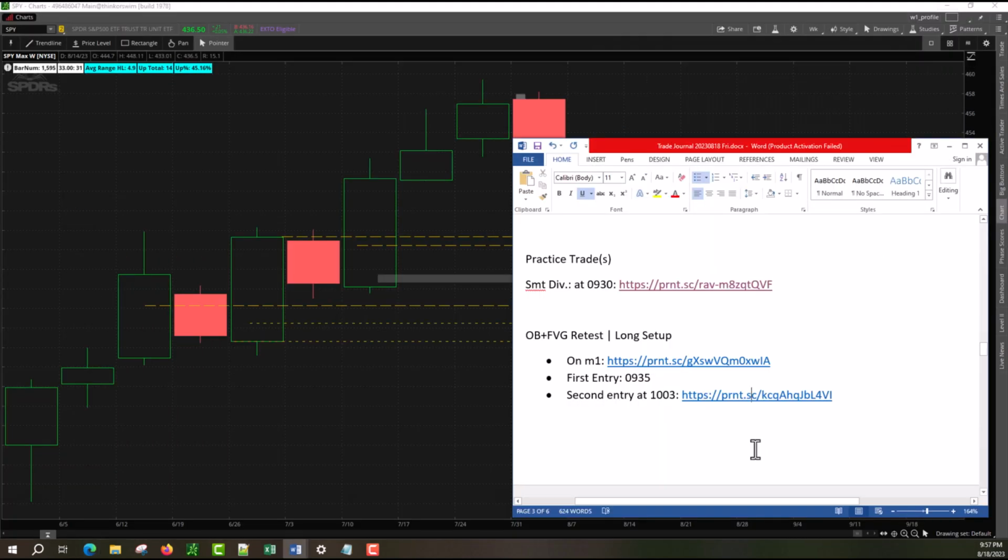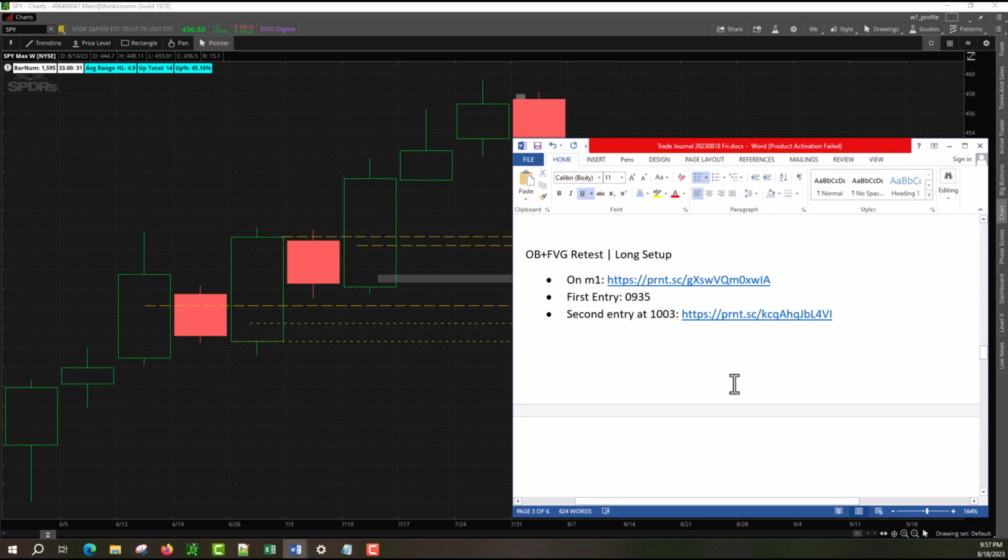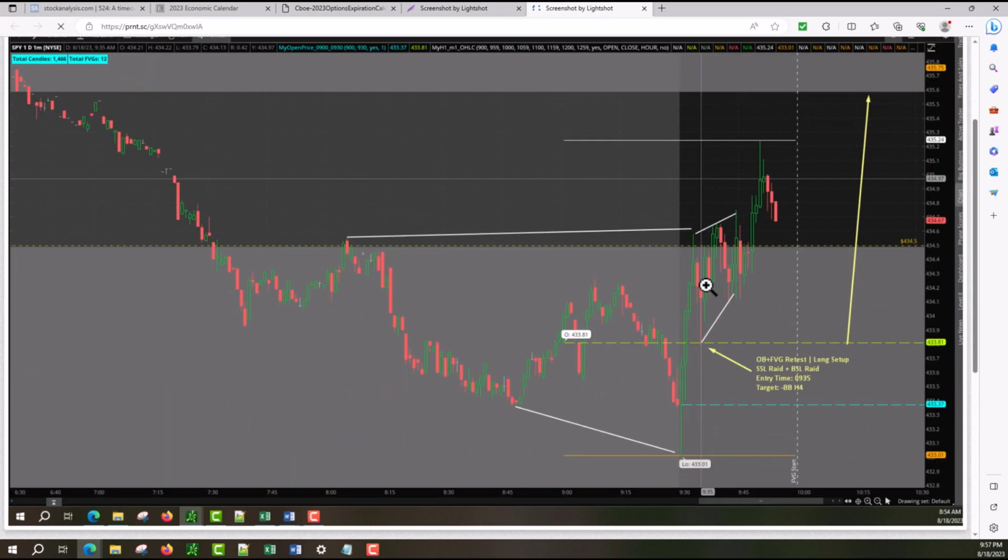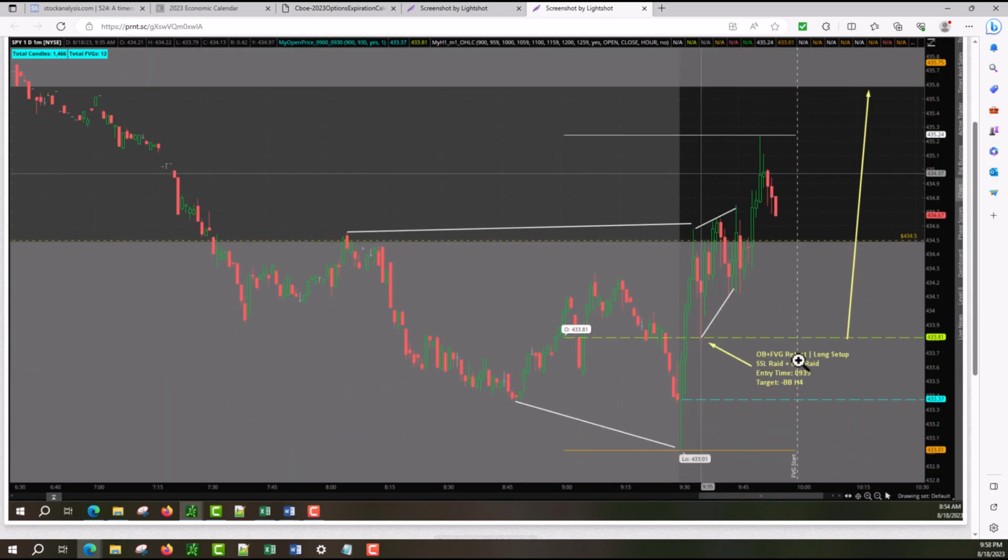That gave us a reason to go long, and we started to see the setup form, and we had a couple of entries. Let's look at what we noted right here. We have an order block retest long setup. Sell side liquidity raided right here, and buy side liquidity raided right here. Normally we want the buy side liquidity to trap, but in this case it's raided.